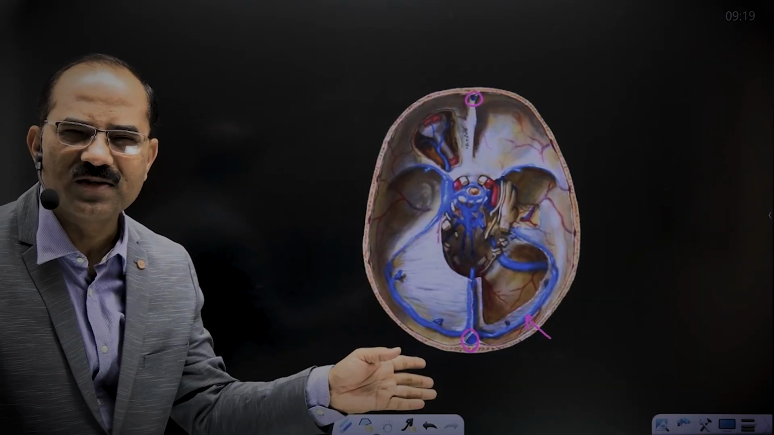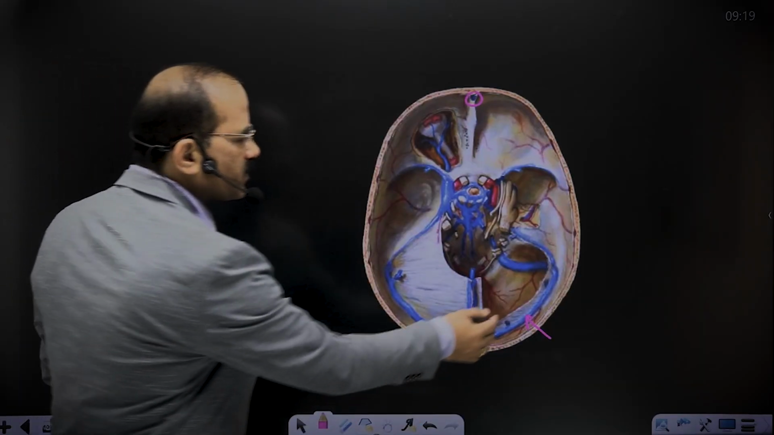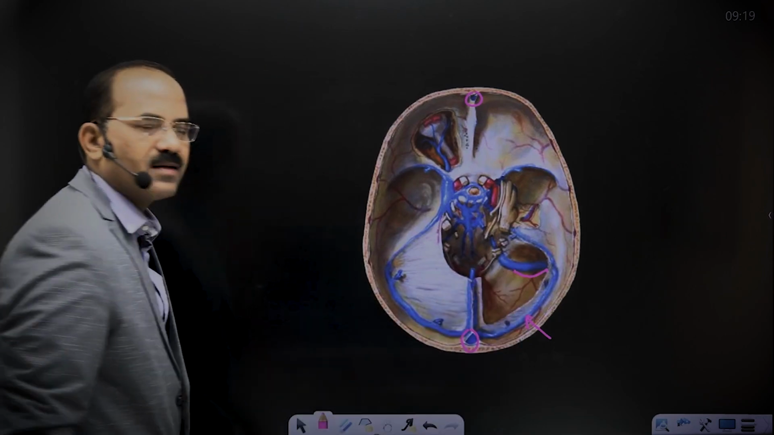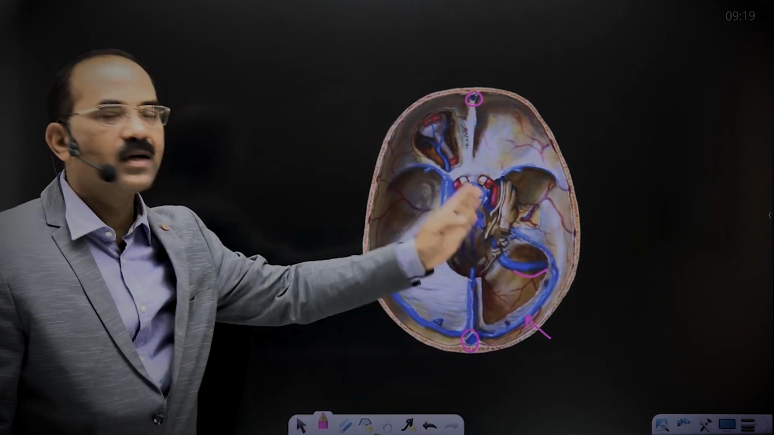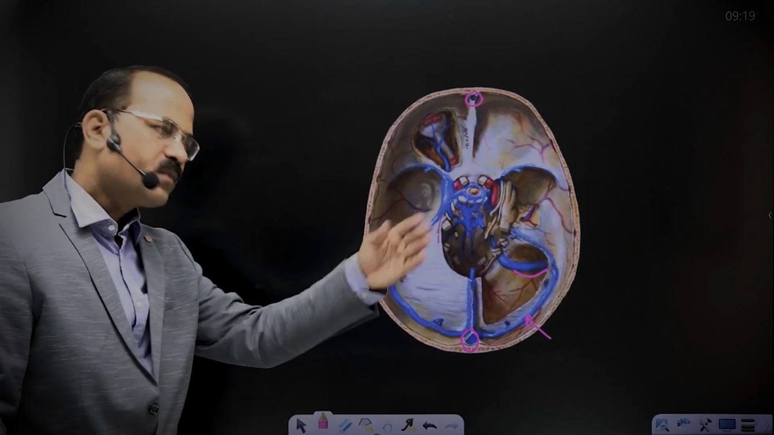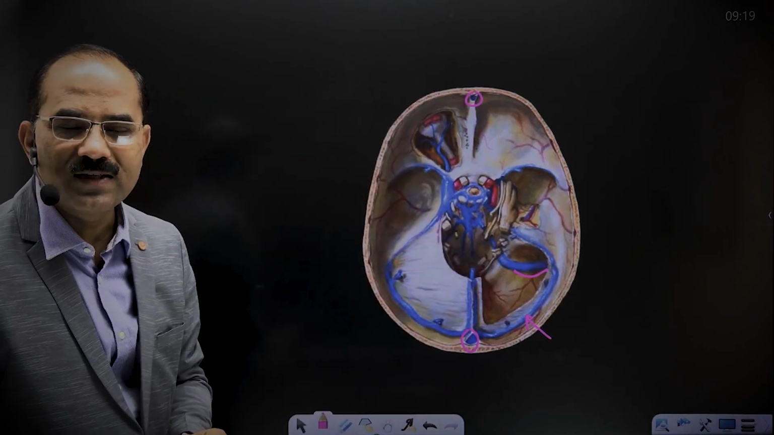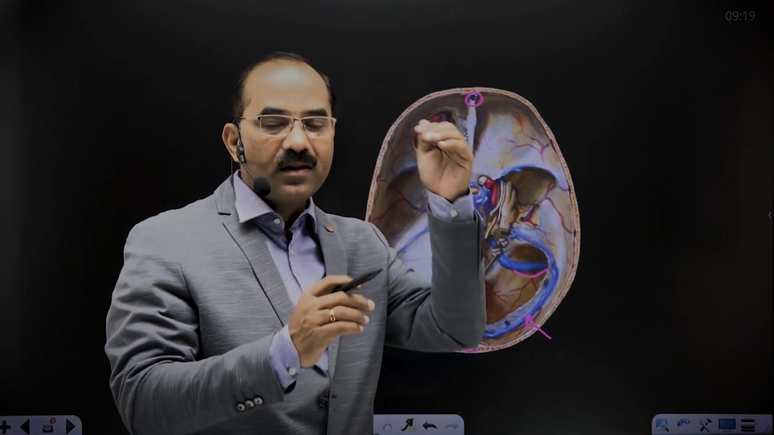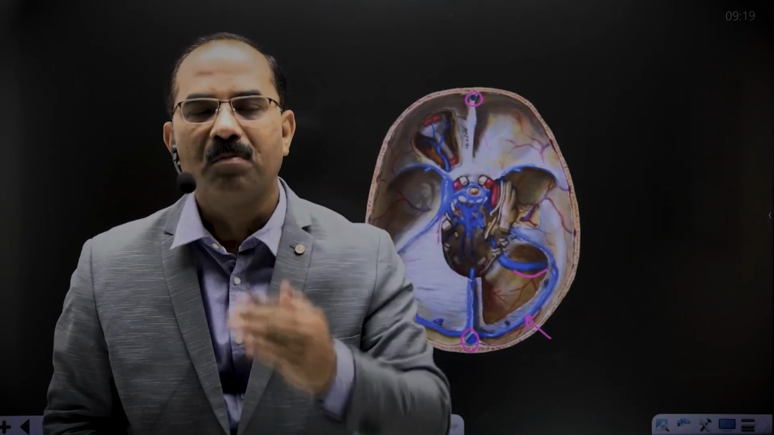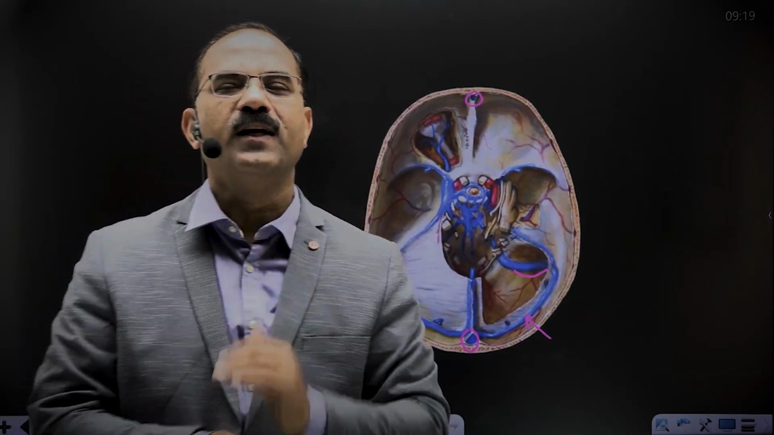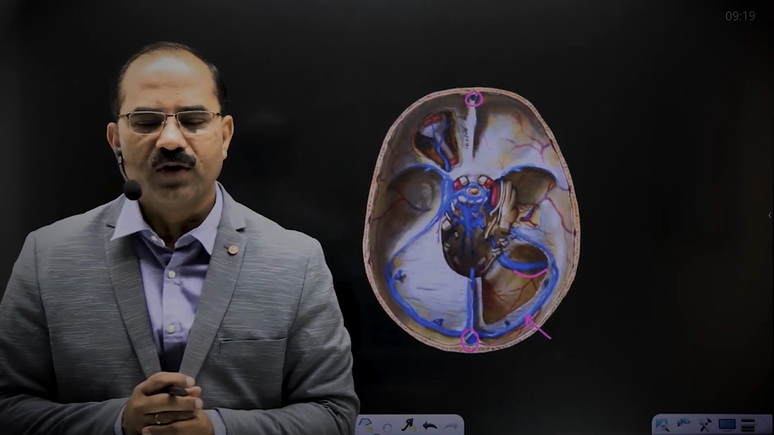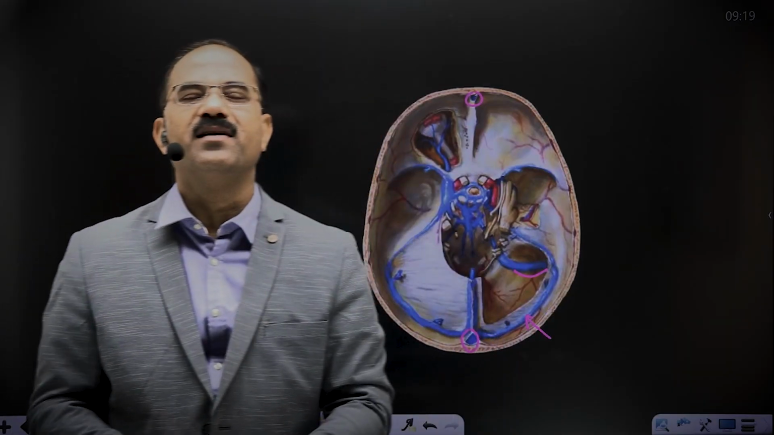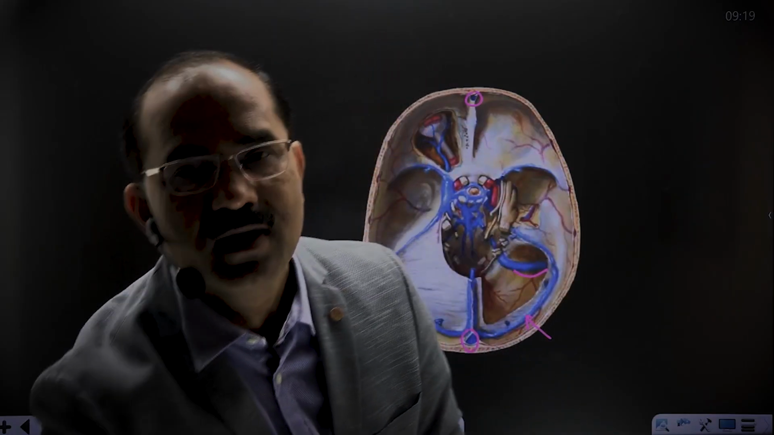You know this transverse sinus, we've seen this. Now this transverse sinus becomes an S. What is this known as? The sigmoid sinus. So the superior sagittal sinus continues as the right transverse, continues as the right sigmoid sinus. Now this sigmoid sinus leaves the skull through the posterior compartment of the jugular foramen. Clear? It leaves the skull through the posterior compartment of the jugular foramen. It gets outside the skull. It is now known as the internal jugular vein.